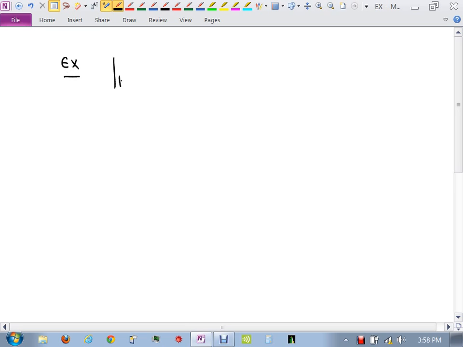How about limit x goes to infinity? Sorry, that's not what I meant. Yeah, what the hell? Let's do it. Limit as x goes to infinity of (1 plus 1 over x) to the x.